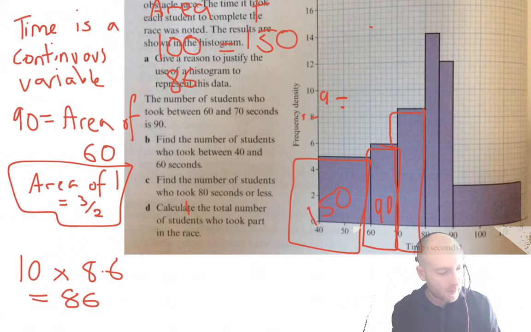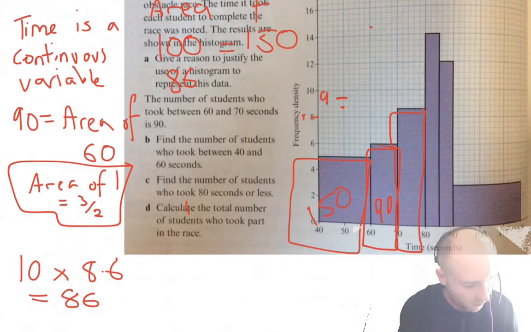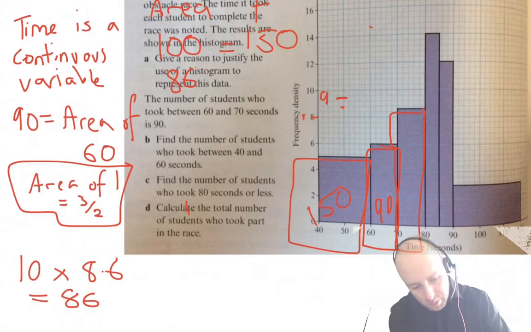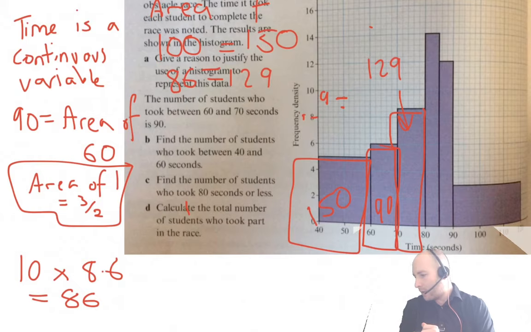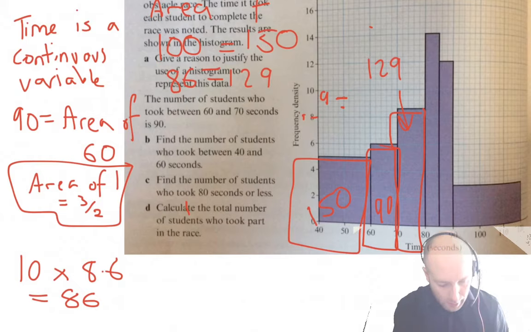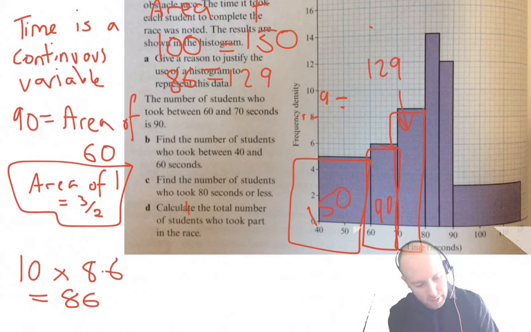86. So if I times that by 1.5, we get 129. So yeah, it might be 129. I think on that one, they would let you have plus or minus 5 in your answers. So 80 seconds or less, add all those numbers together. So 150 plus 129 plus 90. I make it to be 369 students for part C.